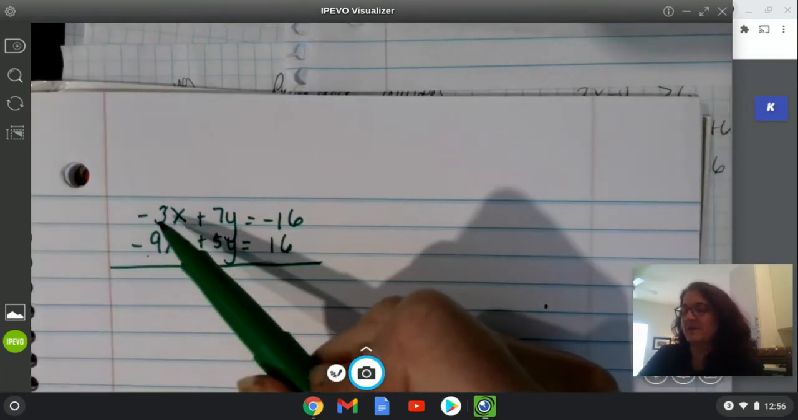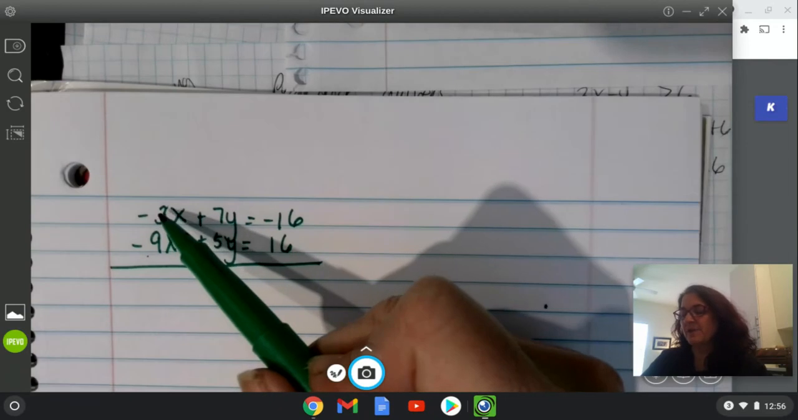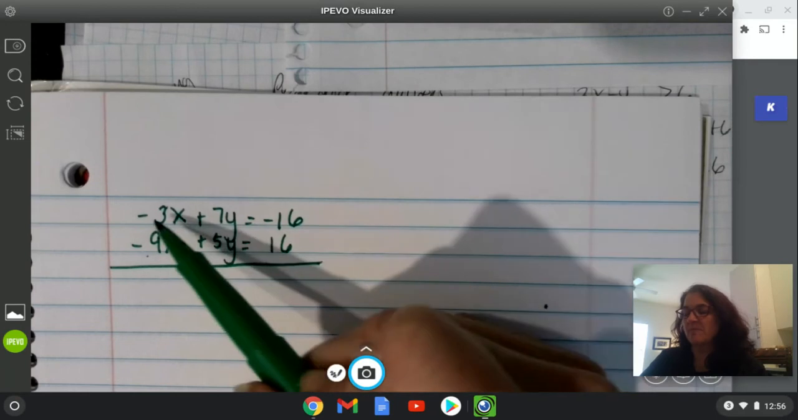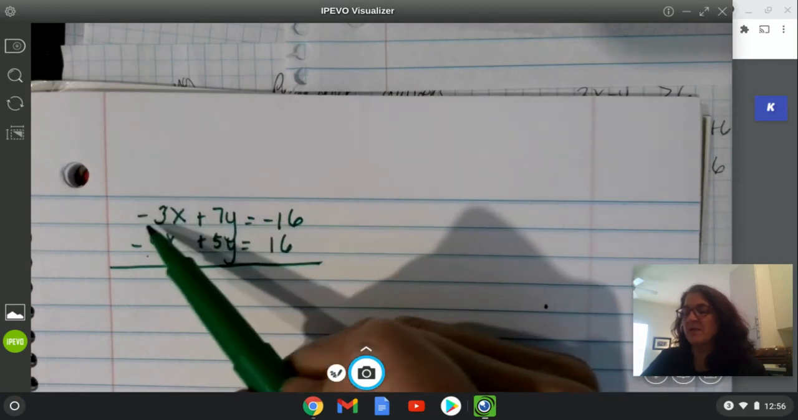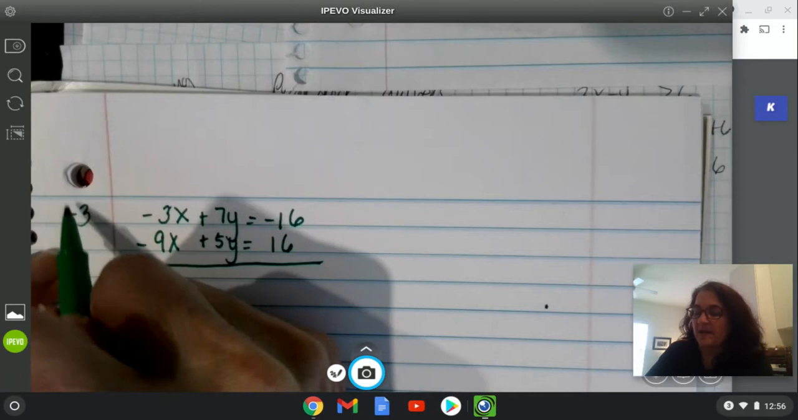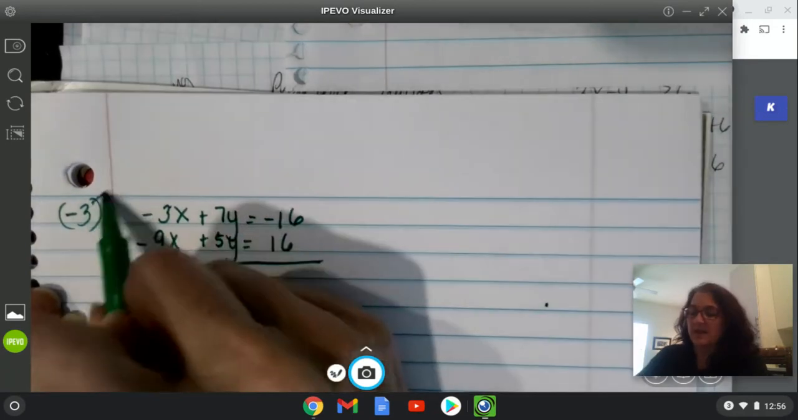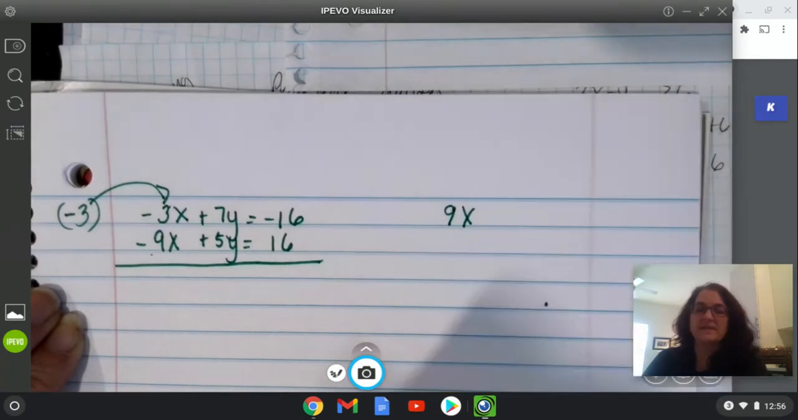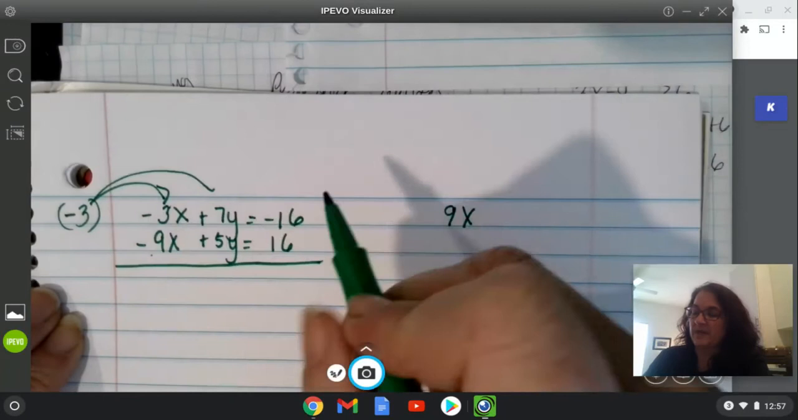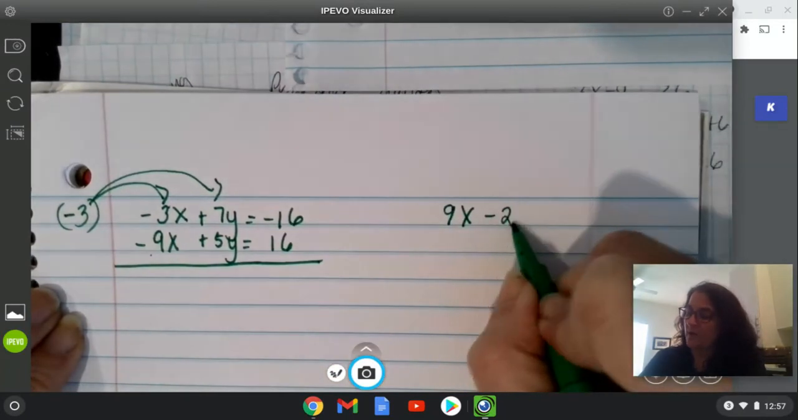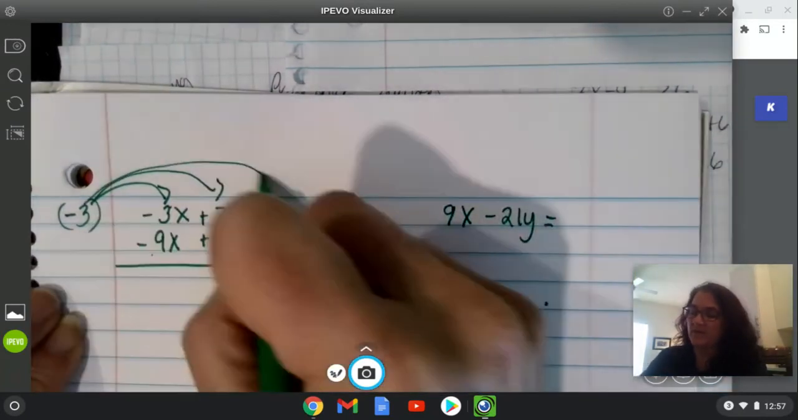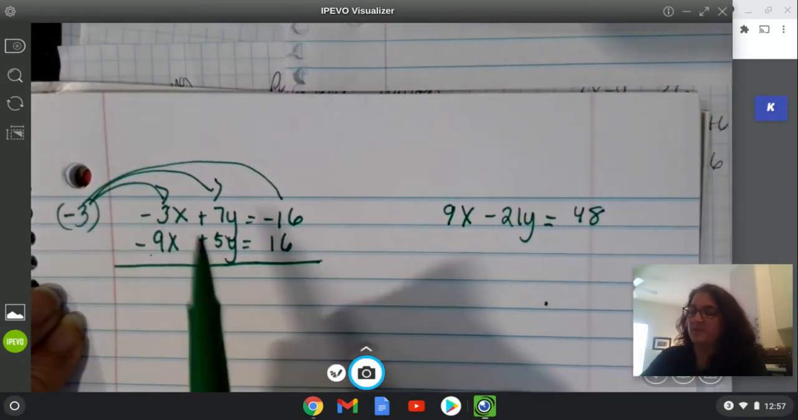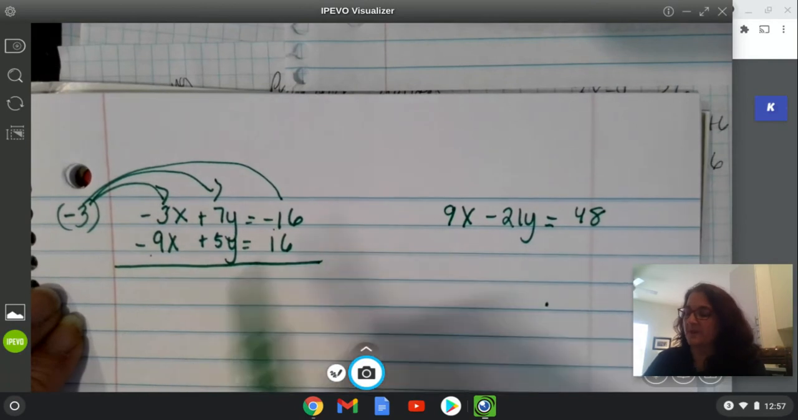So if I'm looking at this -3, and I know that 3 times 3 is 9, so I could multiply everything on top by 3. But in order for this to become a positive 3, I'm going to have to multiply by -3. So when I do that, -3 times -3x gives me a positive 9x. And then -3 times 7y gives me a negative 21y, and that's all going to be equal to -3 times -16, which is a positive 48. Remember, you have to multiply every term by -3.